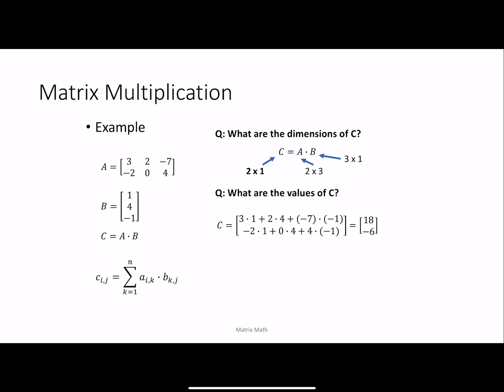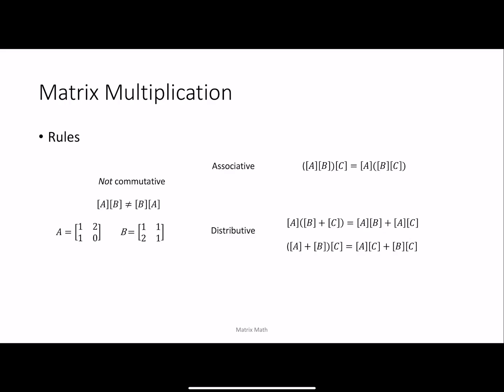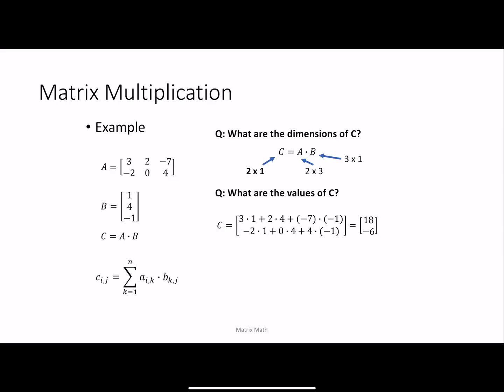And here are the computations that you will have to do to actually compute the values, right? We have the value 3 multiplied by 1, 2 multiplied by 4, minus 7 multiplied by minus 1. You sum all of that up, you get 18, and you do that same thing for the second row of this C vector, and you get minus 6.